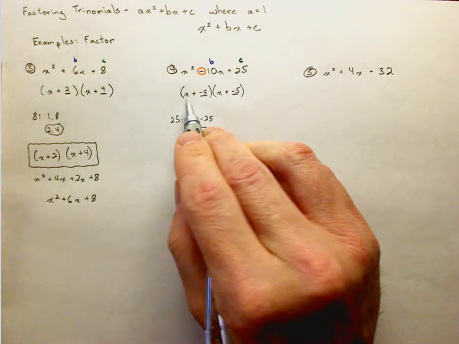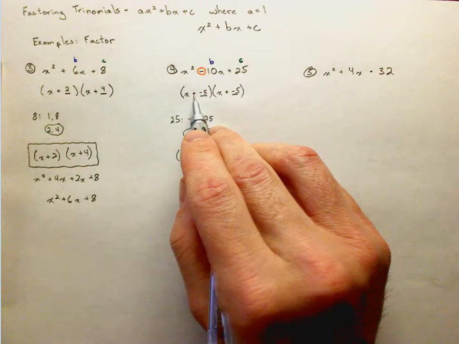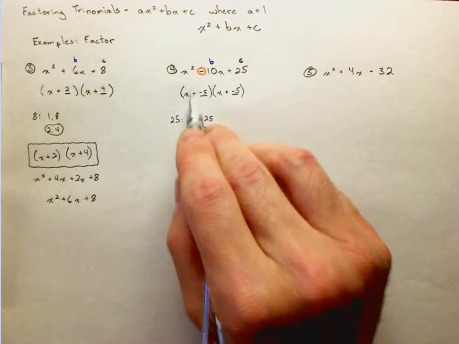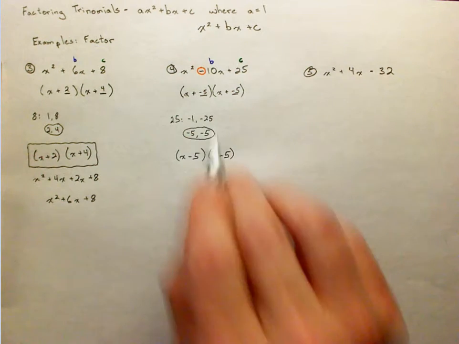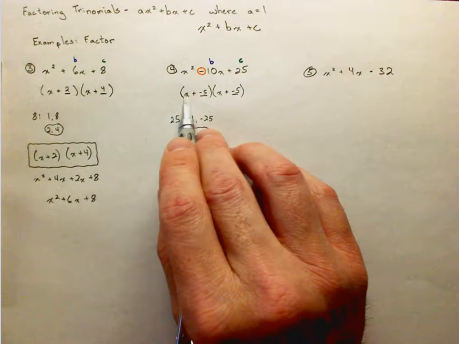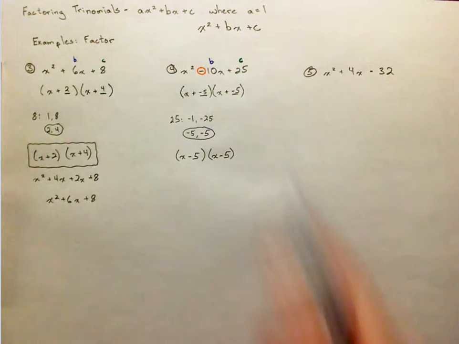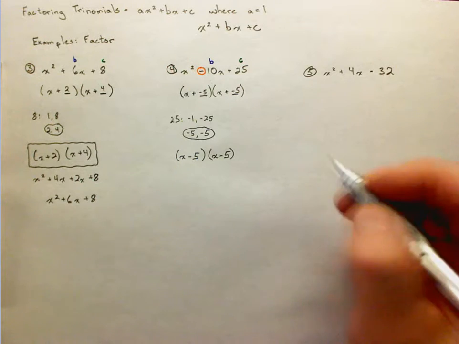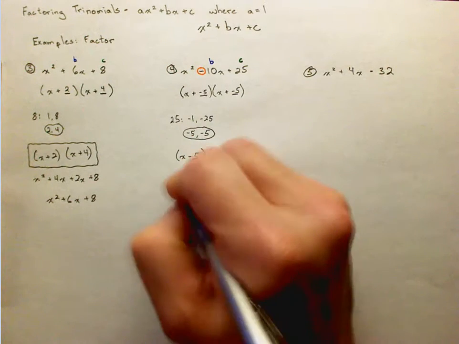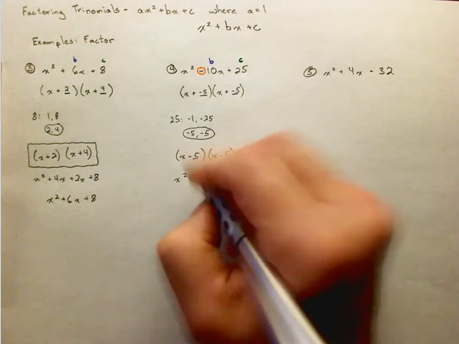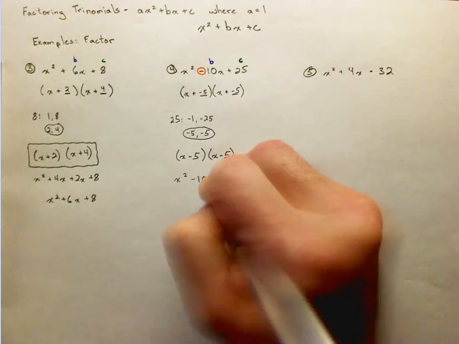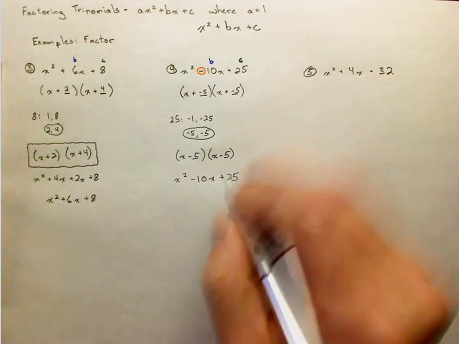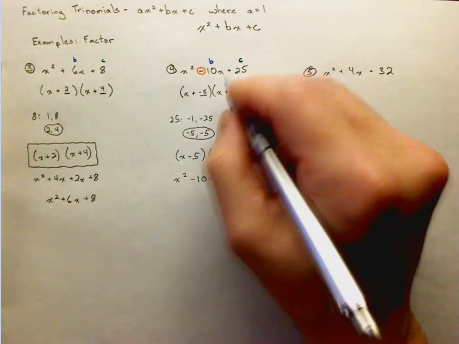Again, I do not like having a plus a negative number. I like it written as simple as possible. There's nothing wrong if you leave it. If you like x plus a negative 5, by all means you may leave that. And then we multiply together. So that becomes x squared, a negative 10x, and plus 25. Same thing as what I started with.